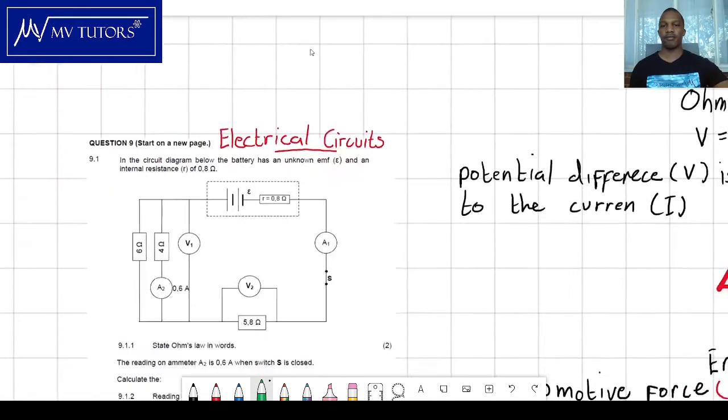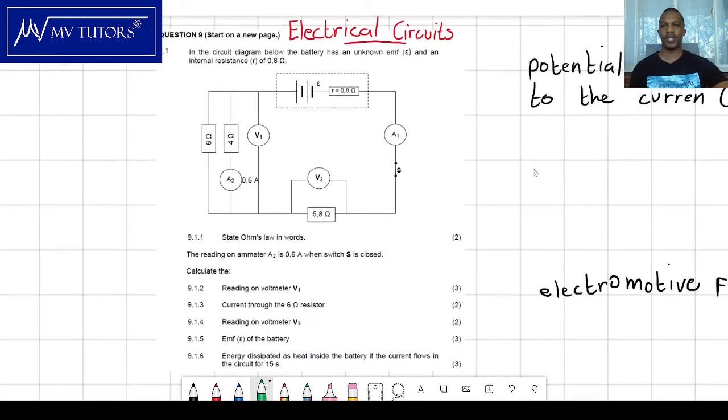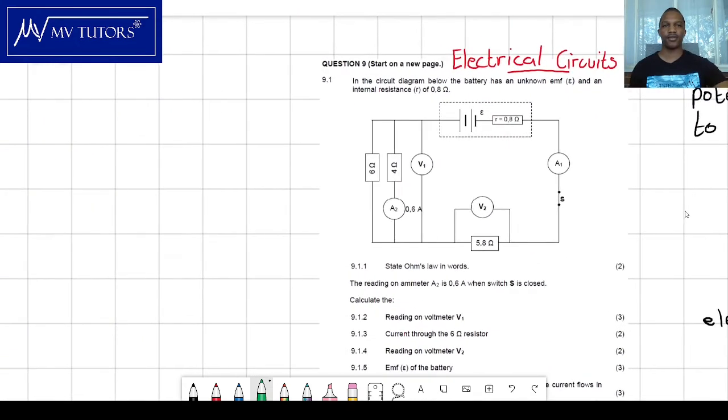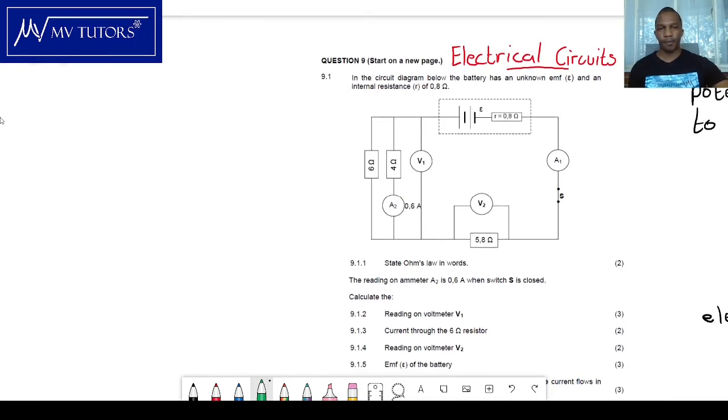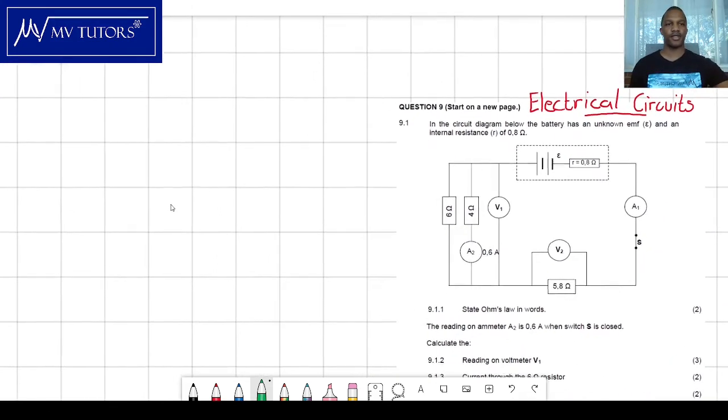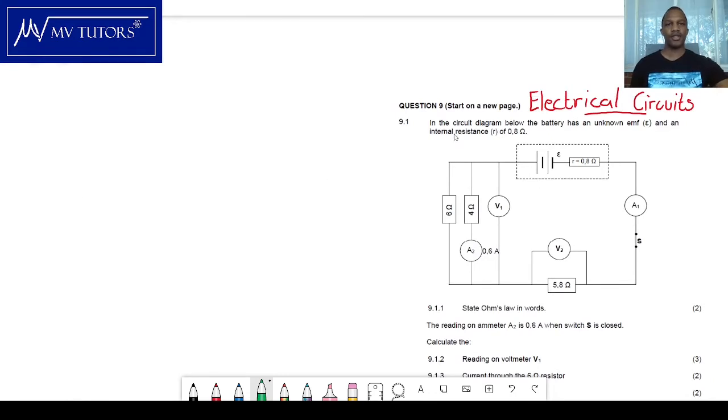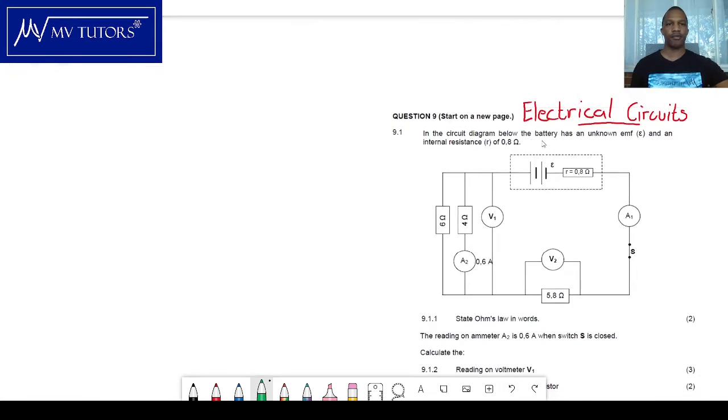Now let's come back to the actual questions that we need to answer. Good. So here, let's read this together. What's happening here? In the circuit diagram below, the battery has an unknown EMF and an internal resistance of 0.8. So this is a battery over here. It's got its internal resistance of 0.8, and the current is flowing from this side to that side.